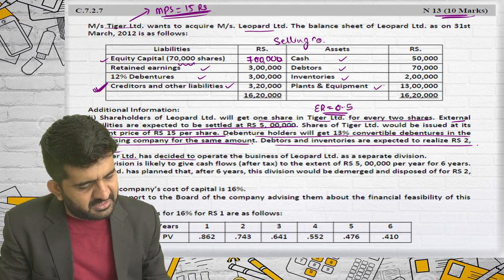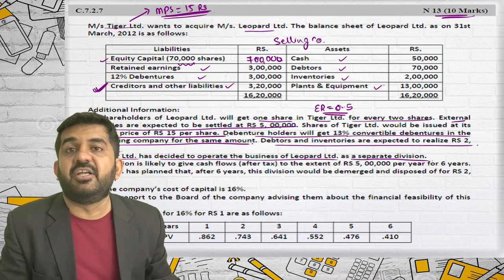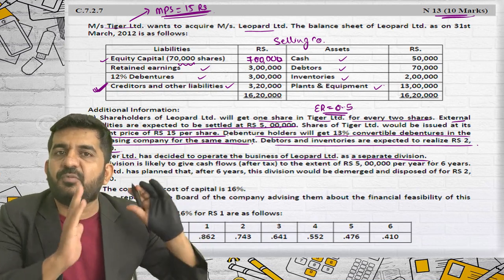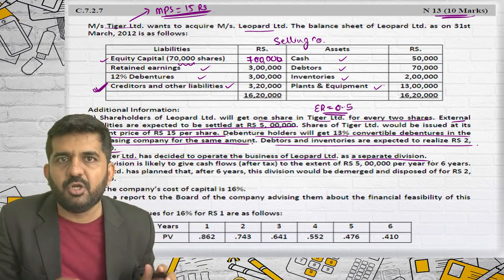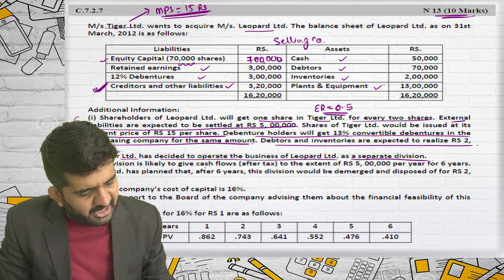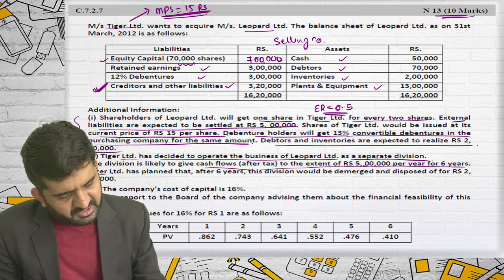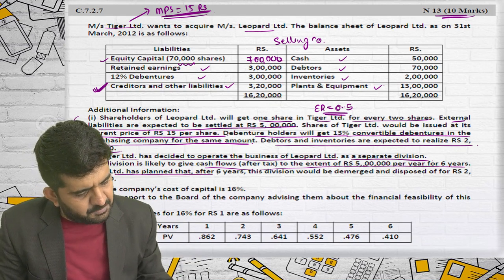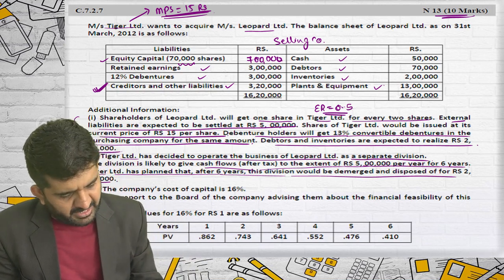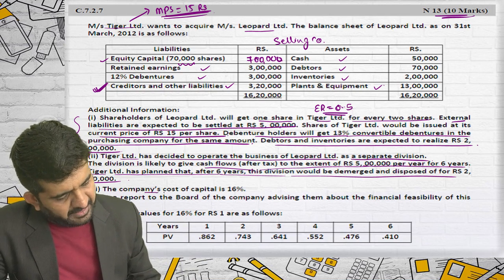Let me first go ahead and see what they are asking. Tiger Limited has decided to operate the business of Leopard Limited as a separate division. So they will be purchasing the company, but it will remain physically where it was before, and they will just be operating it. The division is likely to give a cash flow after tax of 5 lakh per year for 6 years. Tiger Limited has planned that after 6 years, this division would be demerged and disposed at the rate of rupees 2 lakhs.